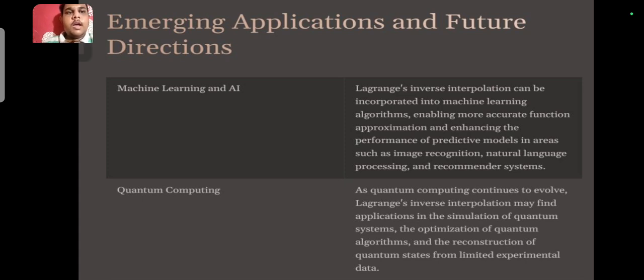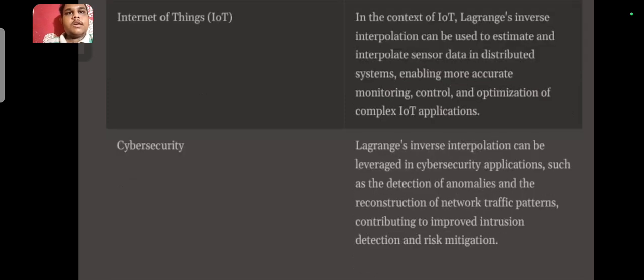Quantum computing. As quantum computing continues to evolve, Lagrange inverse interpolation may find applications in the simulation of quantum systems, the optimization of quantum algorithms, and the reconstruction of quantum states from limited experimental data. Internet of Things. In the context of IoT, Lagrange inverse interpolation can be used to estimate and interpolate sensor data in distributed systems, enabling more accurate monitoring, control, and optimization of complex IoT applications.